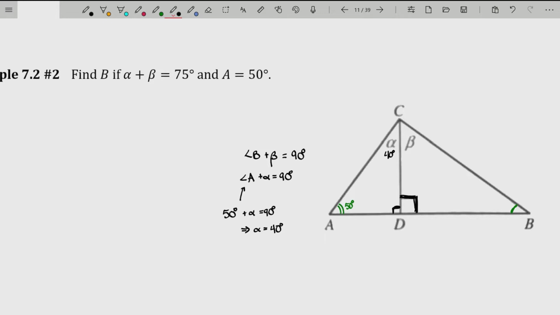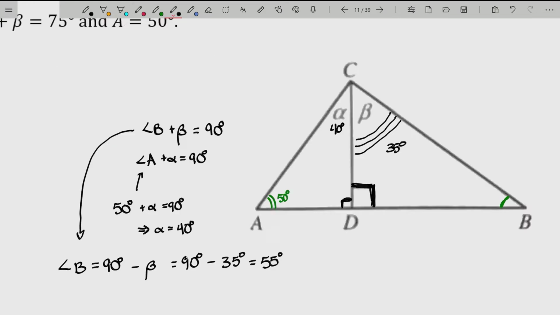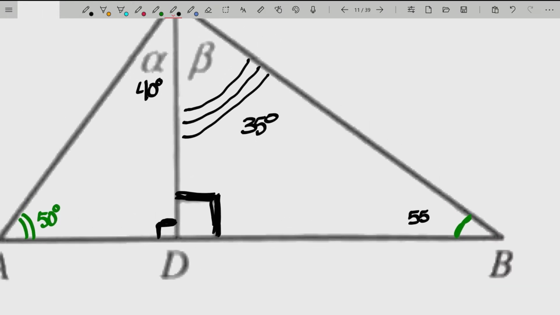So alpha plus beta being 75 degrees means that beta is 75 minus 40 degrees. I'll write it with three stripes there. So 75 minus 40 is 35 degrees. And now I can easily find angle B because angle B will be 90 degrees minus angle beta. That's from this equation right here. And that'll be 90 degrees minus 35 degrees. Oops, that's supposed to be a minus, not an equals. And what is that, 55 degrees? All right, so 55 degrees is what angle B is.